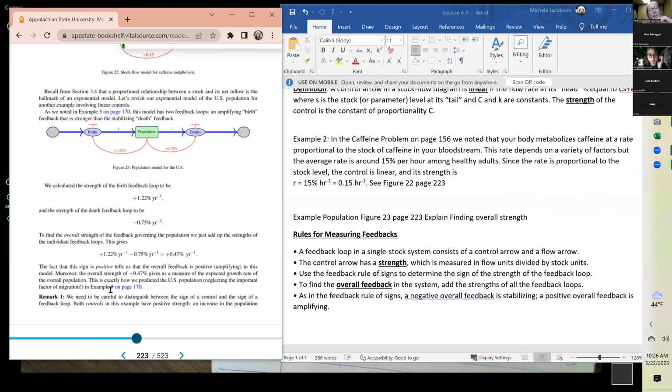Now it's saying this is exactly how we predicted the US population, neglecting the important factor of migration. People. So this is just the people who are here. If nobody leaves, nobody else comes in, then this is the proportions they were getting. They weren't including people who would move here and live, or if people here would move out. Any questions on that? Any questions on the overall strength?